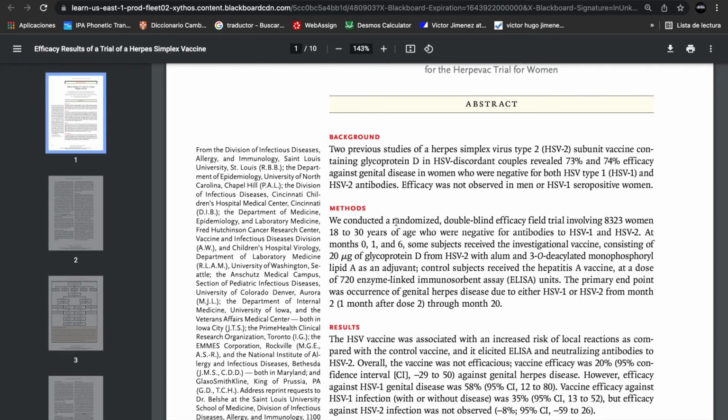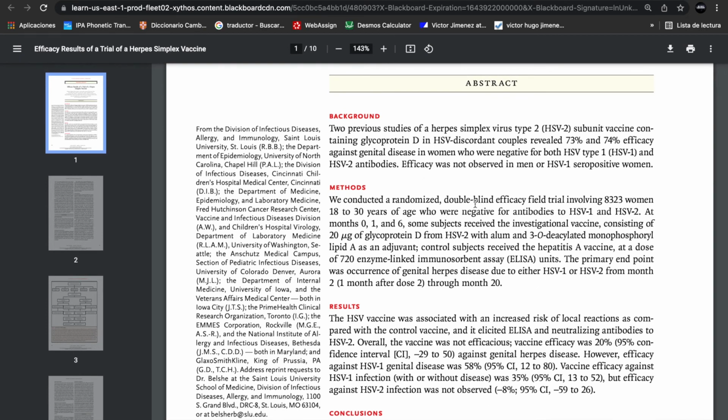Methods: we conducted a randomized, double-blind study. Oh, this is interesting information. It was a double-blind study. Remember that? It means neither the participants nor the person applying the treatments knew what kind of treatment they were applying.